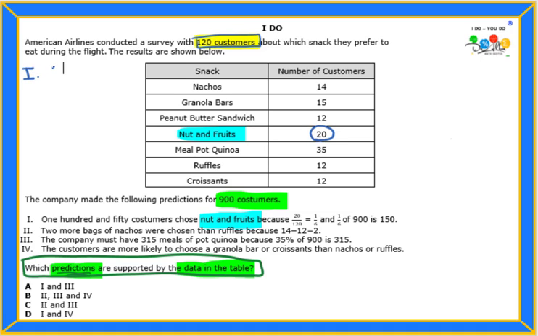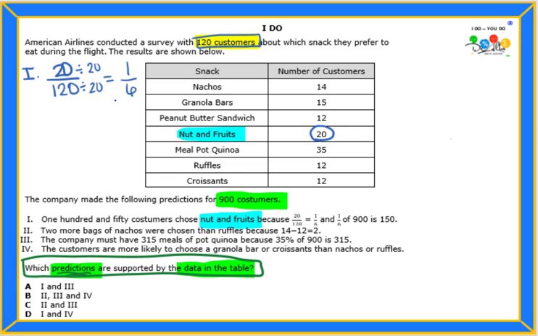So we do have 20 out of 120. That is our fraction or ratio of nuts and fruits to the total. Now this would be for the 120 customers that were actually surveyed. So if I simplify that, like they're saying that they did, we know that the greatest common factor is 20. So we would divide both of them by 20. 20 divided by 20 is 1, and 120 divided by 20 is 6.